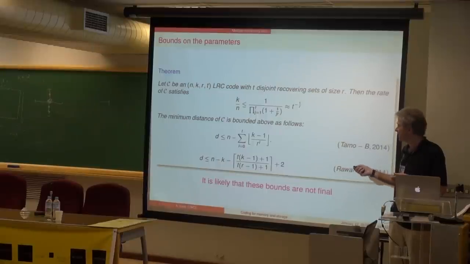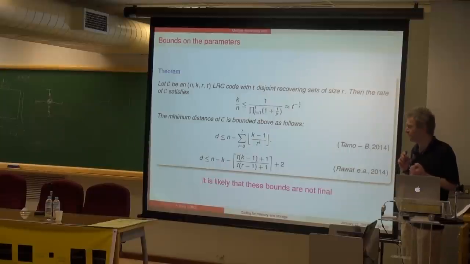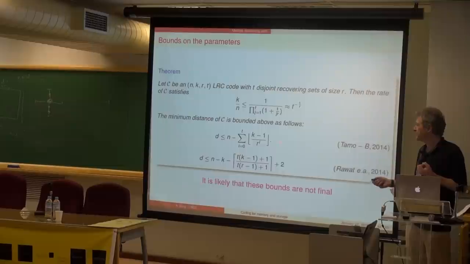So for the rate, we have this. And if you substitute t equal 1, we get this clear formula, r divided by r plus 1. But for general t, we get this rather messy expression. Even to understand what this is is not quite immediate, but it is the t-th root of t to the power 1 over r. That is the upper bound on the rate. And for the distance, we have this, and then there is another bound.